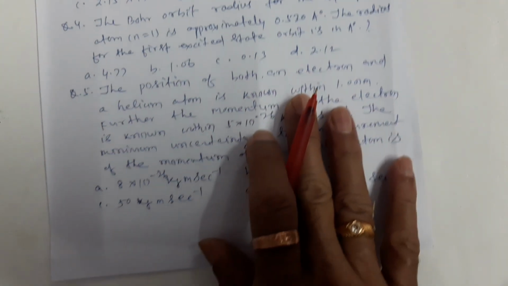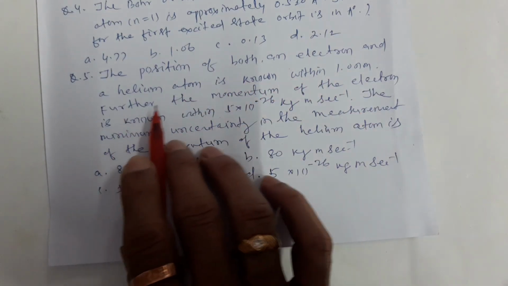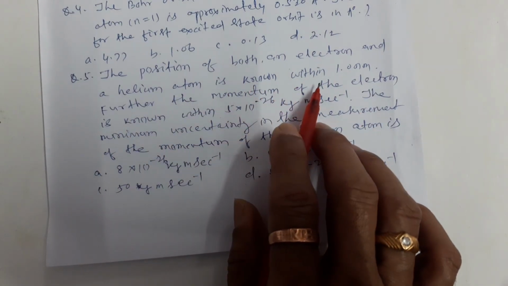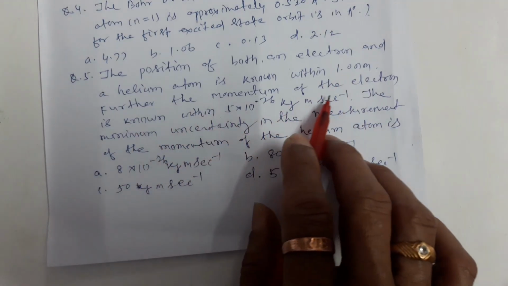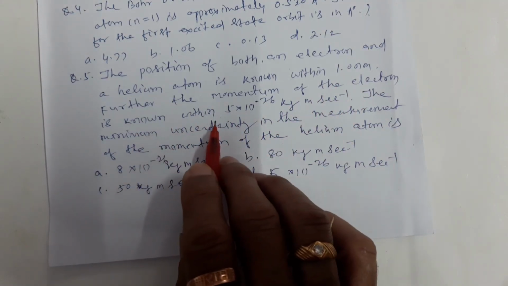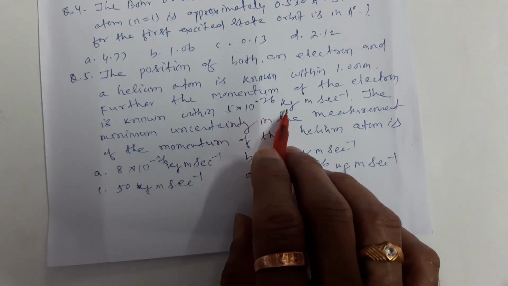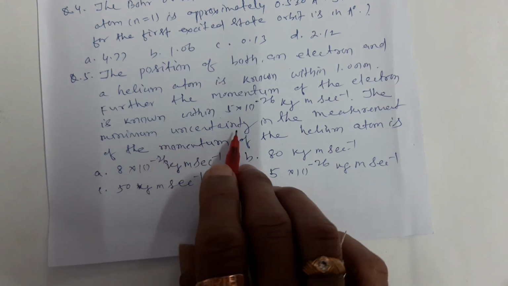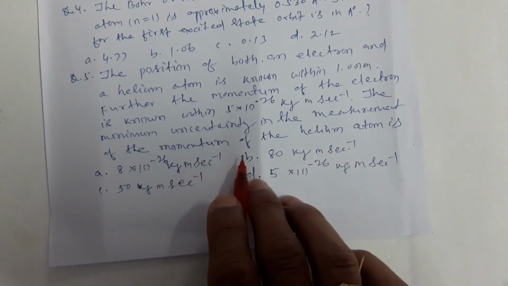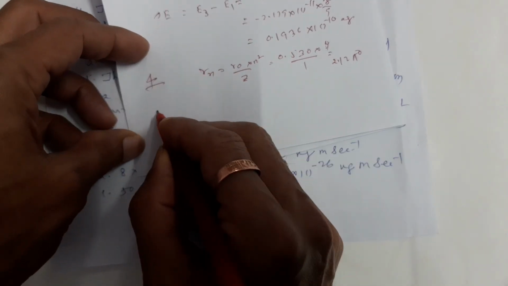Okay, next. The position of both an electron and a helium atom is known within 1 nanometer. Further, the momentum of the electron is known within 5 multiplied by 10 to the minus 26 kg meter per second. The minimum uncertainty in the measurement of the momentum of the helium atom is what? Okay, so question number 5.